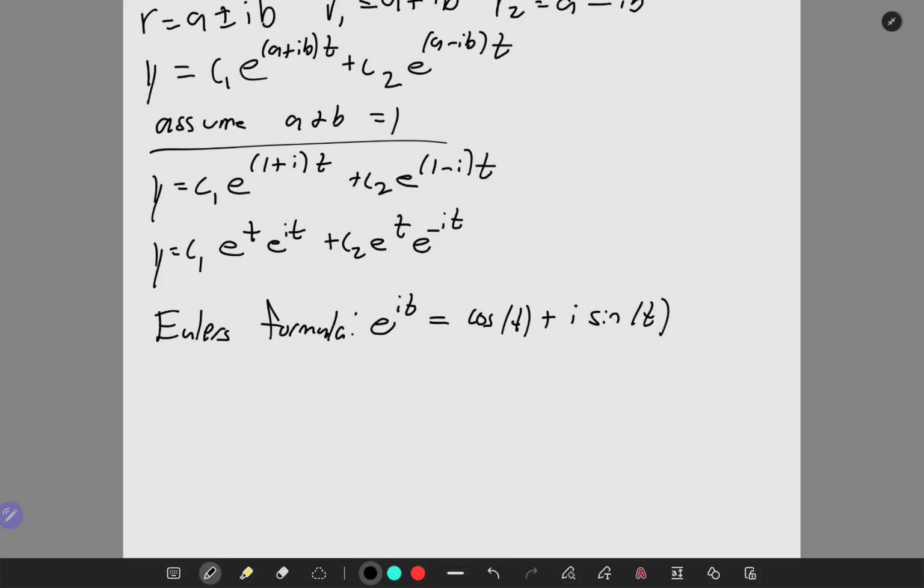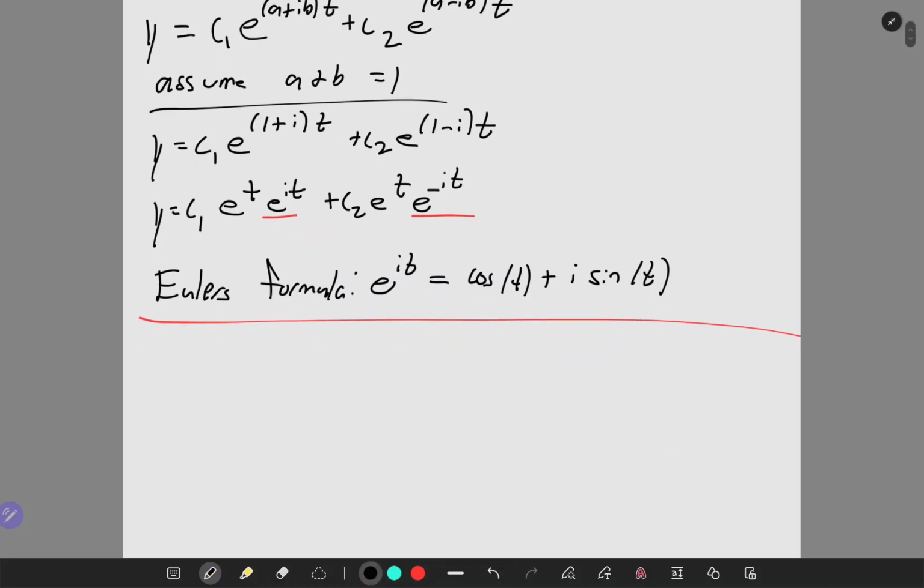Now, let's see. What was I doing? Okay, yeah, so now we just plug in. You see we have these imaginary things. They apply to this. So y is equal to c1 e to the it. This is easy, right? e to the it is Euler's formula, right? So that's just cosine of t plus i sine of t.